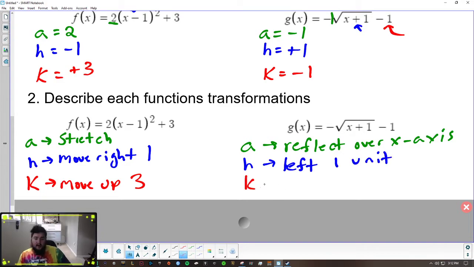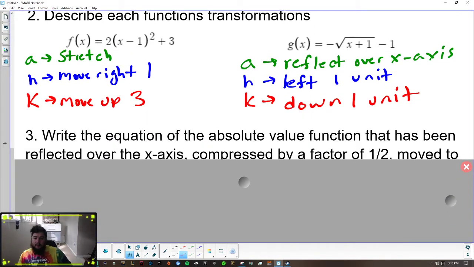Last one, k, we said was negative 1. And again, if I went up and checked, I would see a negative k value will move my graph down 1 unit. Okay, so we've found all our values, we've described our values.